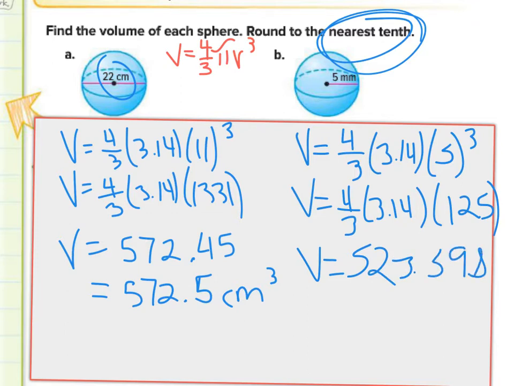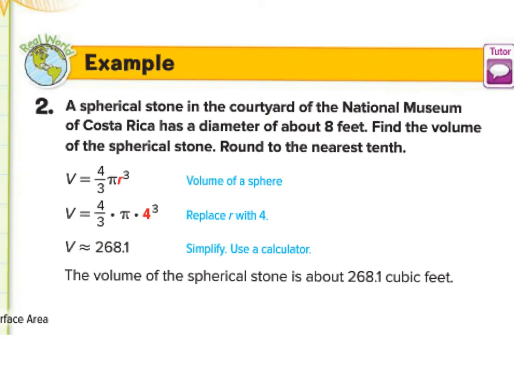523.598, which to the nearest tenth would become 523.6. And this one's millimeters cubed. Don't forget your units. Now let's see how this applies to a real world scenario.